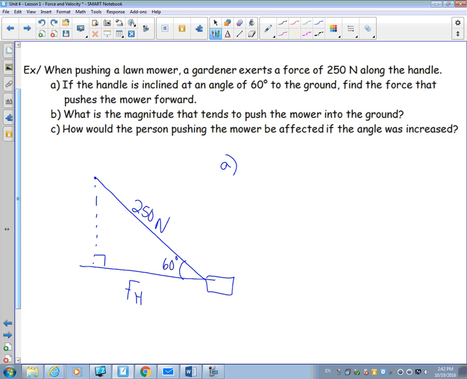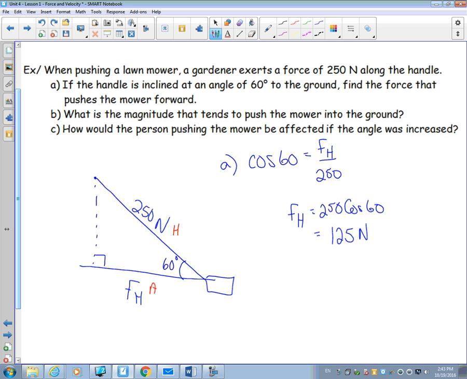Nice news again is, well, it's a right angle triangle, so SOHCAHTOA will come in handy. Based on the 60, this is my adjacent and my hypotenuse. So I'm using cos. Cos 60 equals FH, the horizontal force, over 250. We can cross multiply that, 250 times the cos of 60, put that into our calculators, and we end up with 125 newtons. That's how much force is actually pushing that mower forward.